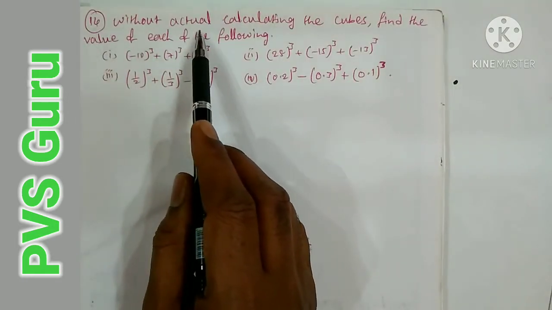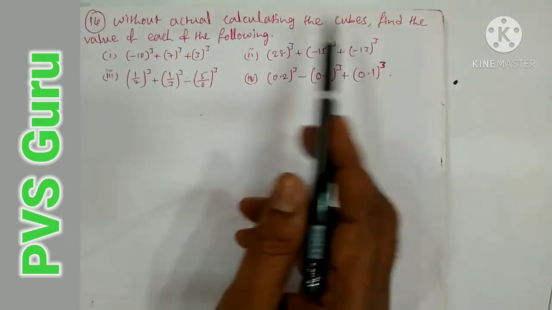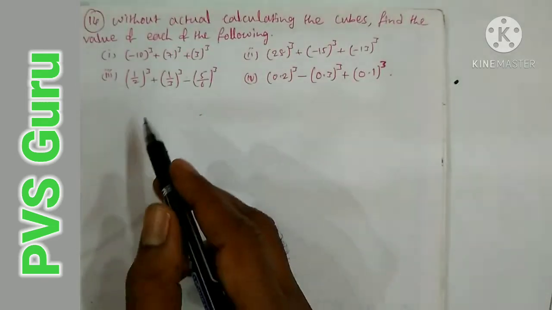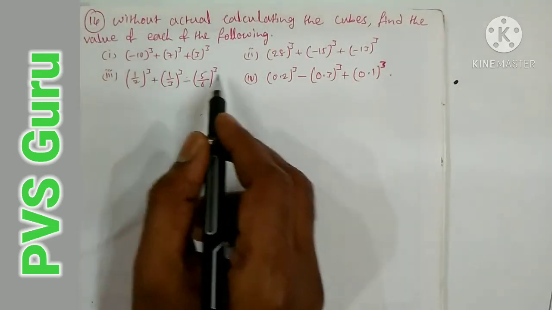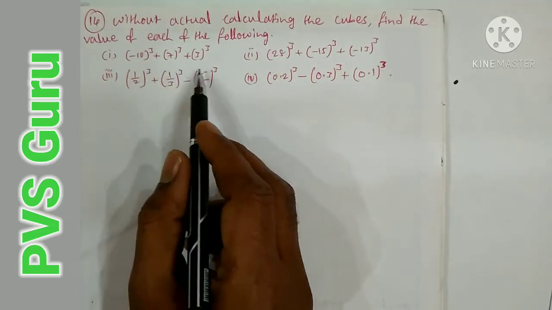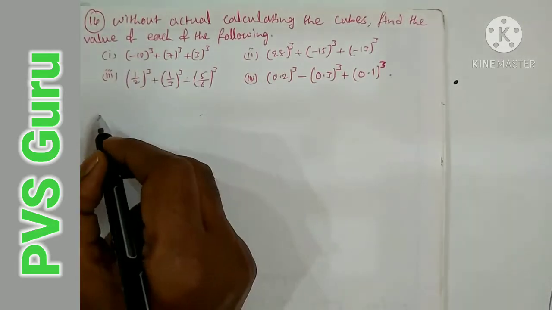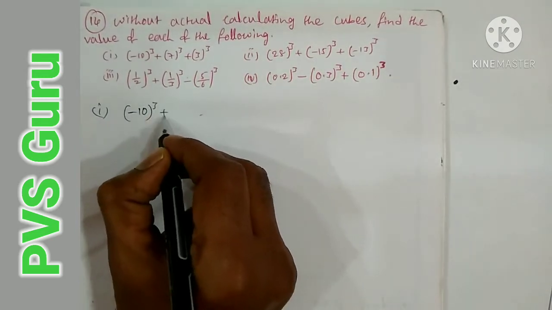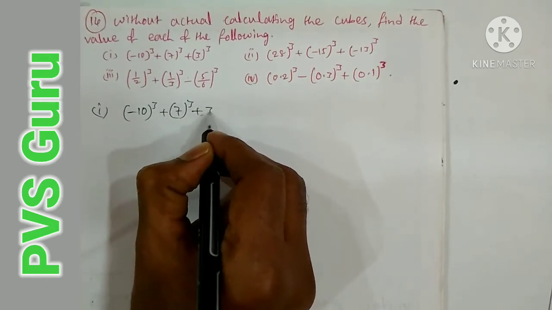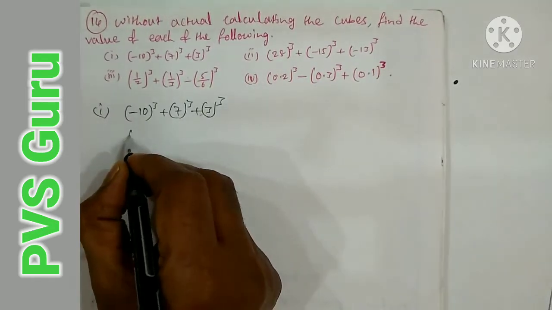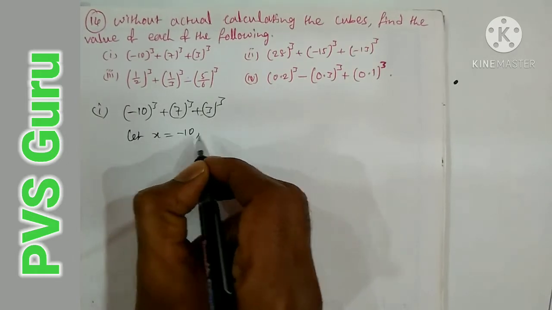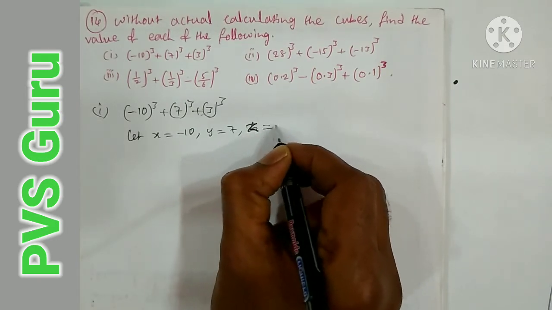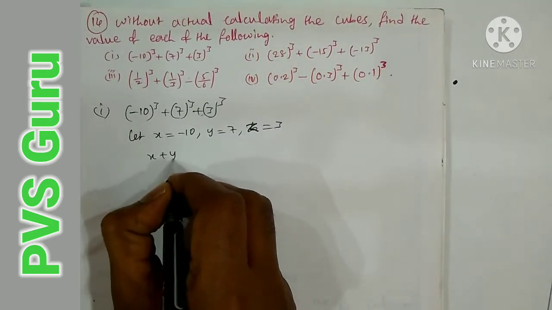Question number 14. Without actually calculating the cubes, find the values of each of the following. So this is very simple. It is a similar problem to 13B and 13A. So first question you take: minus 10 whole cube plus 7 cube plus 3 cube. Here let x is equal to minus 10, y is equal to 7, z is equal to 3. Then you add all the three values.